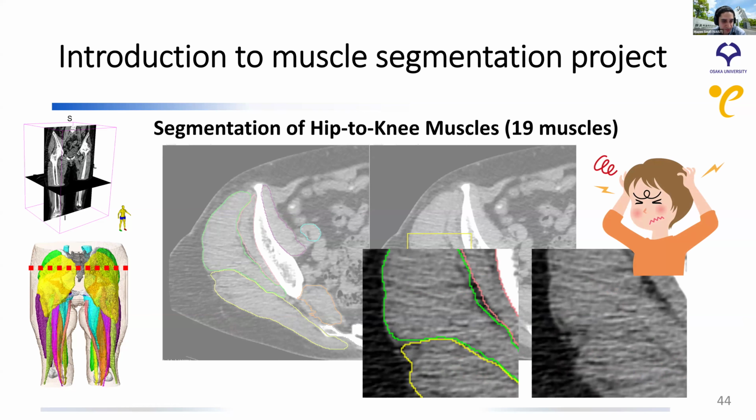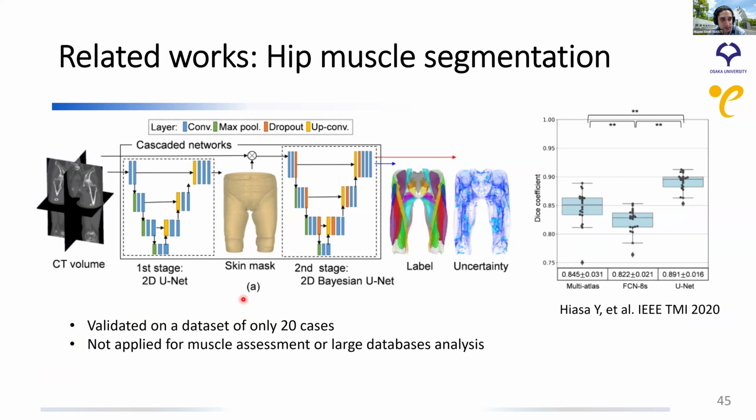One of the techniques was developed also in our laboratory by Dr. Hiasa. This method segments the target muscles and also outputs an uncertainty measure for how confident the model is about the segmentation accuracy. Looking at the accuracy of this model, which was based on the Bayesian U-Net architecture, it was 0.891 of Dice. So we are almost approaching 90%, but this study was only validated on 20 cases and not applied for muscle assessment in larger databases.